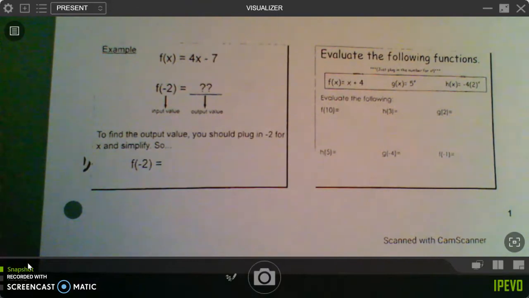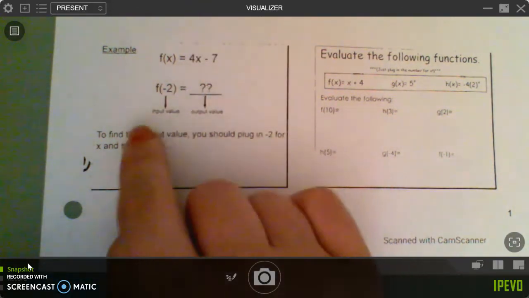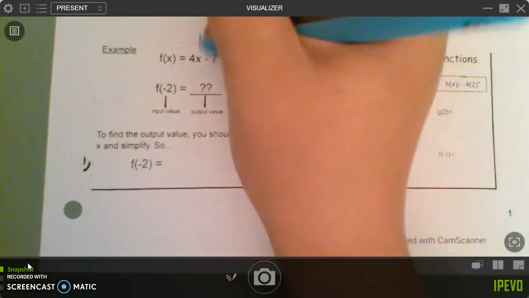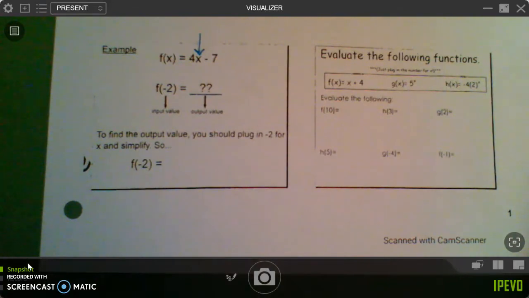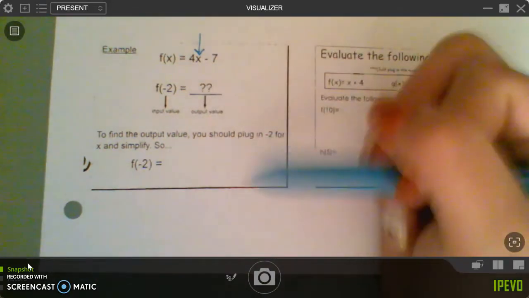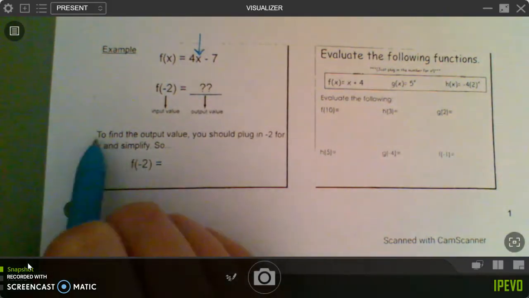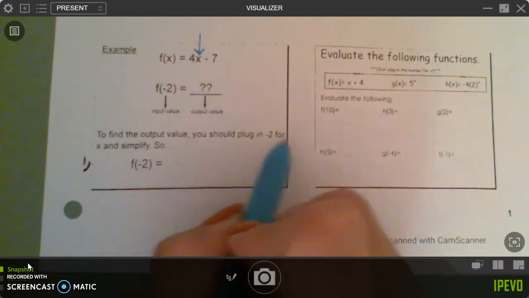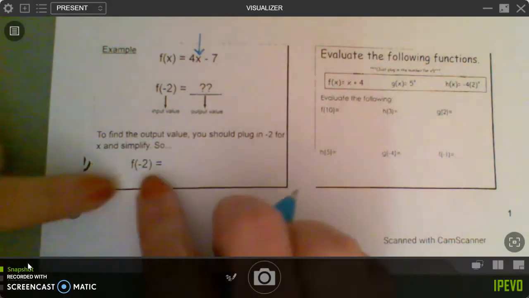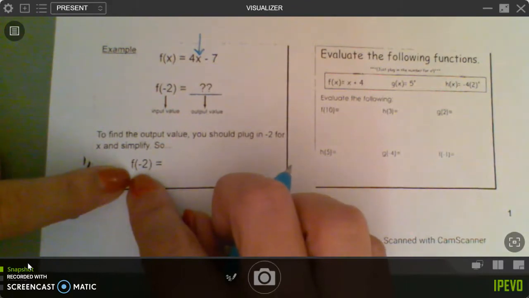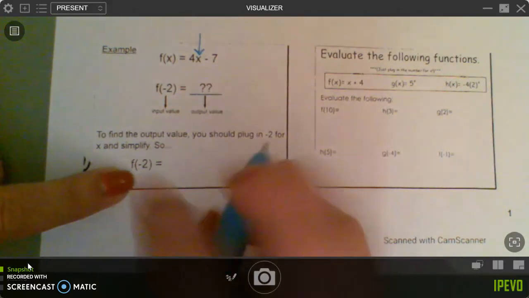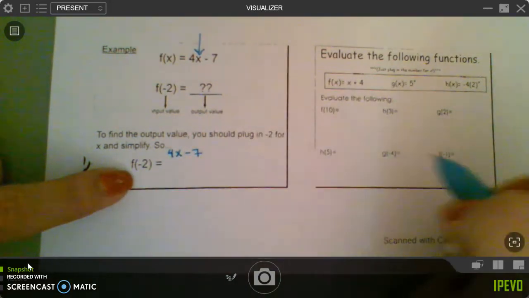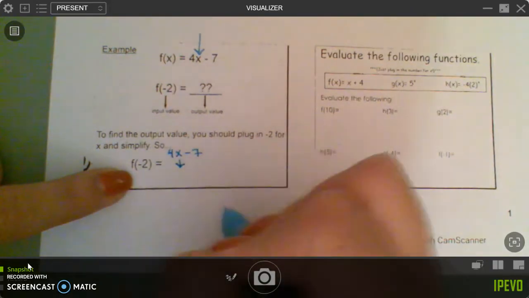Example, f of x equals 4x minus 7. F of negative 2 is the input value. That's what's going in for that x. The output value is when we actually solve it. So it says to find the output value, you should plug in or substitute negative 2 for x and simplify. So this is how it's going to be written, f of negative 2, and it was 4x minus 7. But now we're taking this x out and putting in a negative 2.